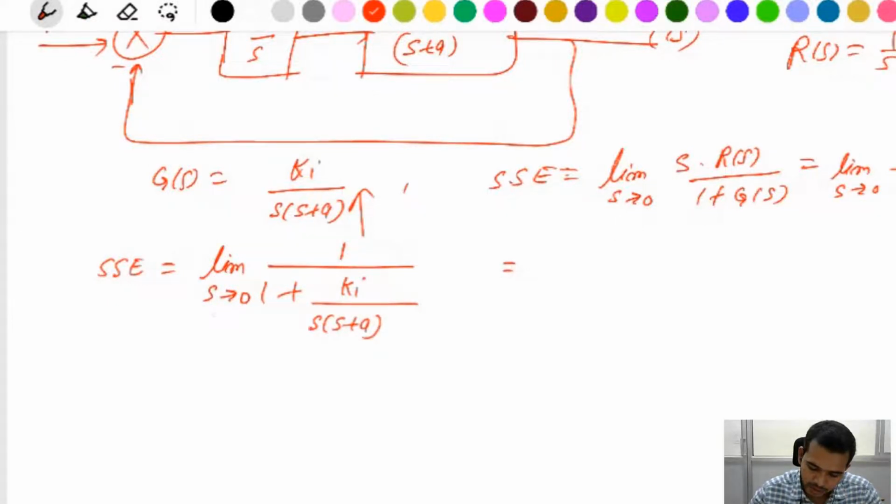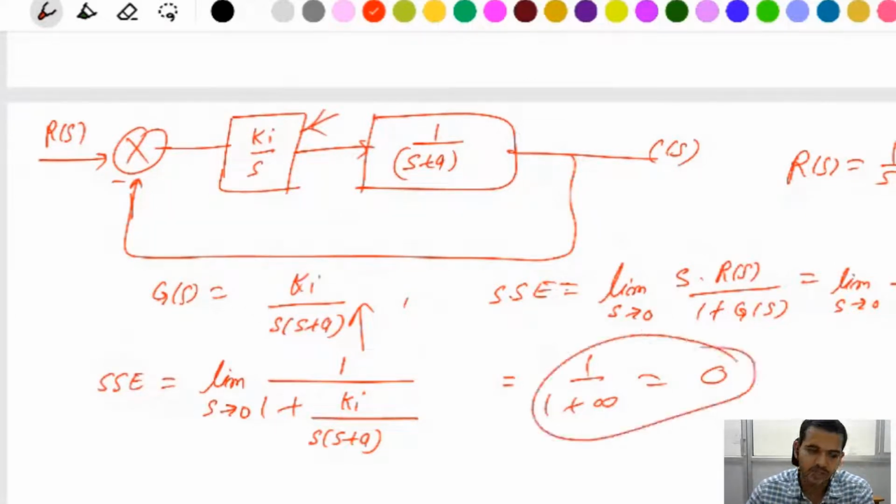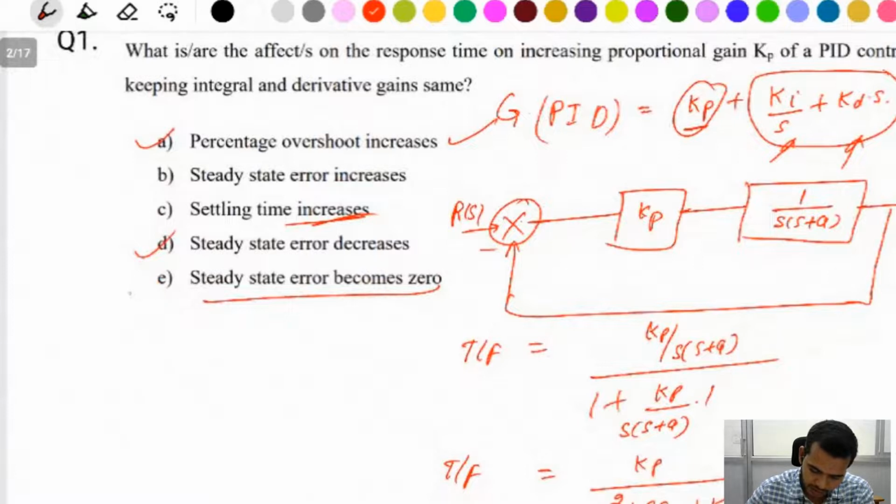If you put here 0, that means 1 plus NPT is equal to 0. Static error will be 0, and if you introduce a KI integral in the system, then it is 0 for the step response. So not a decrease, this one is 0.